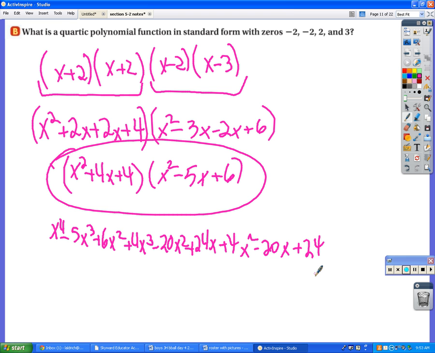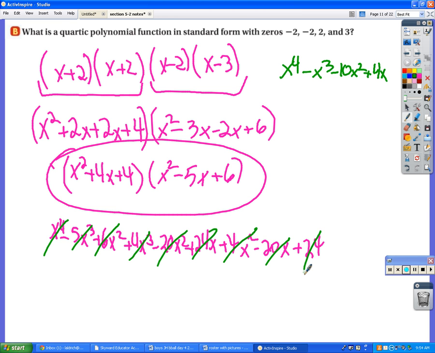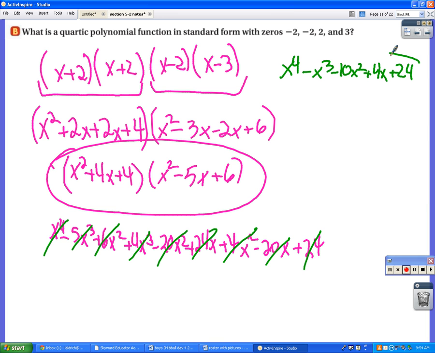Now we can do some combining. My final answer really would be x to the 4th. I have negative 5x cubed plus 4x cubed, so those combine to make negative x cubed. Then I have 6x squared minus 20x squared, which is negative 14x squared, and another 4x squared would be negative 10x squared. Then 24x minus 20x is 4x, and then plus 24. So it all simplifies to that thing right there.